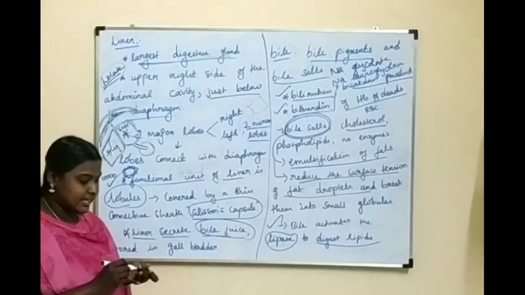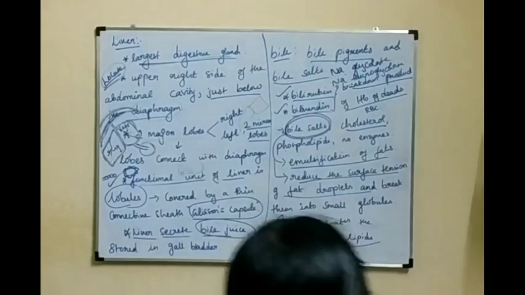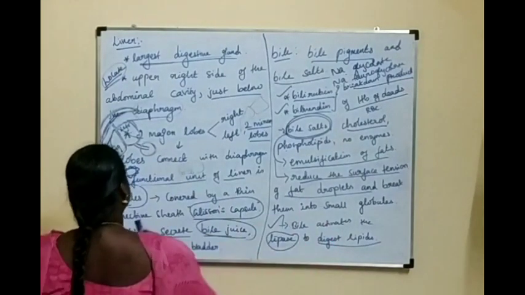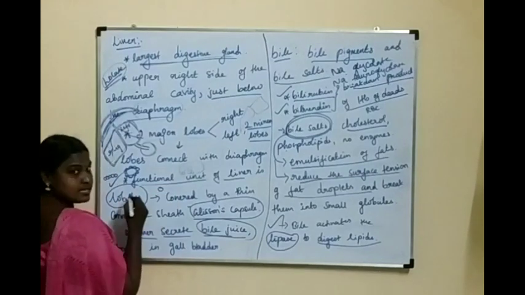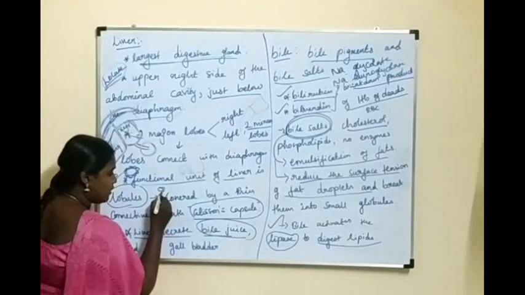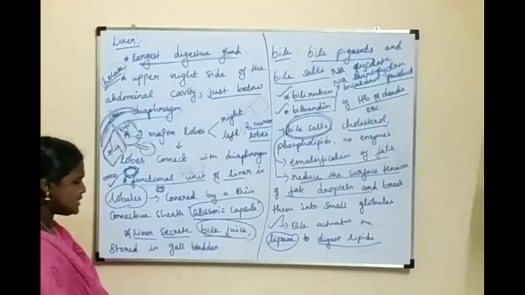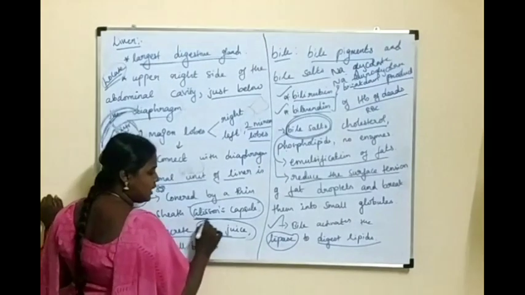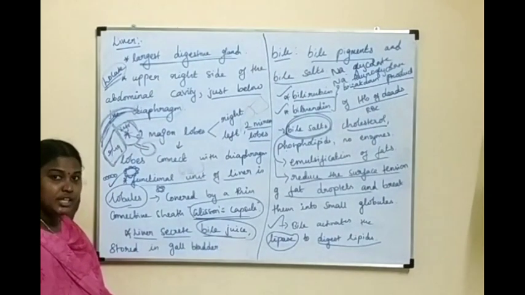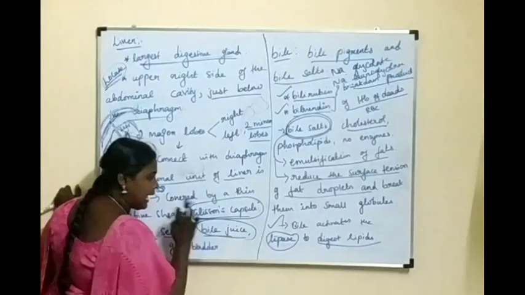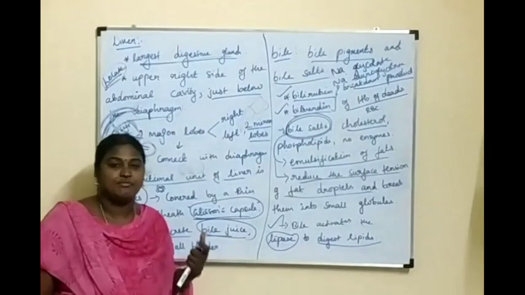Okay. Each and every lobule is covered by a thin connective sheath like structure. So these small lobules are covered by a thin connective sheath. What is the name of the thin connective sheath? It is called as the Glisson's capsule. Can you understand? Okay.